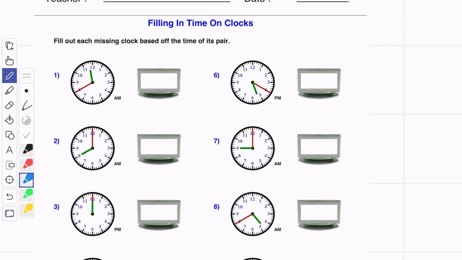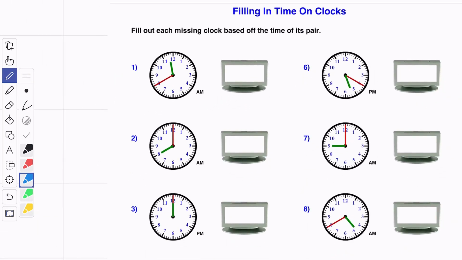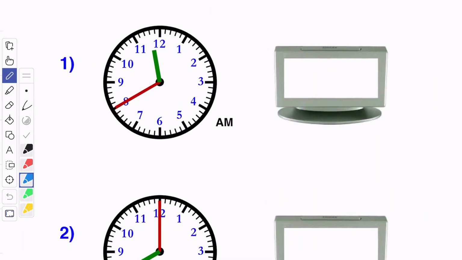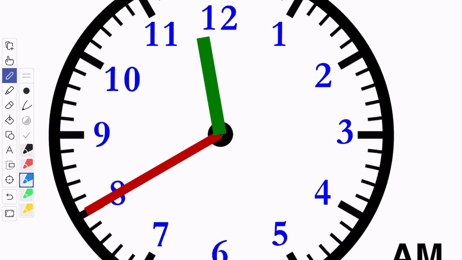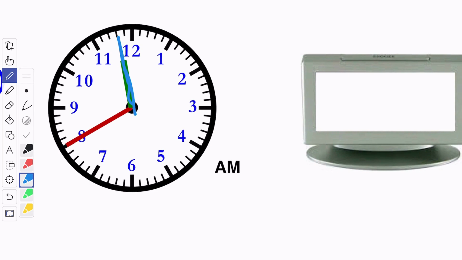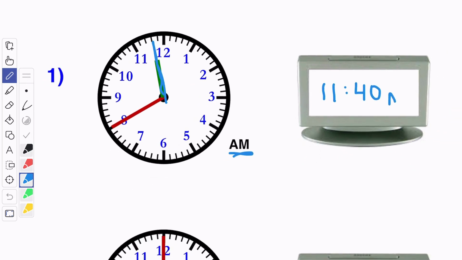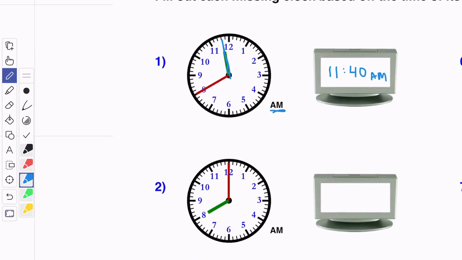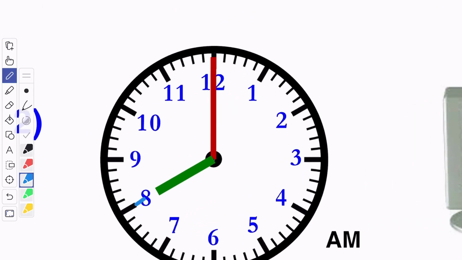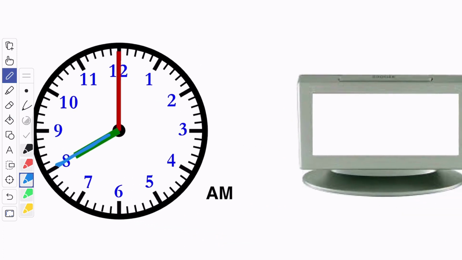Now we're going to fill out each missing clock based on the time of its pair. Okay, so for this one, our hour is at 11. And then our minute is at 8, so it's 11:40. And then AM means it's in the morning. For this one, our hour is at 8, and then our minute is at 12, which means it's 8, and then we have our AM here, AM in the morning.